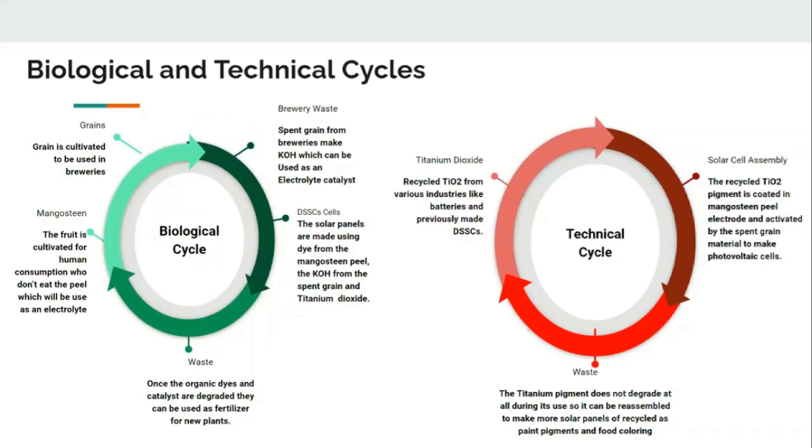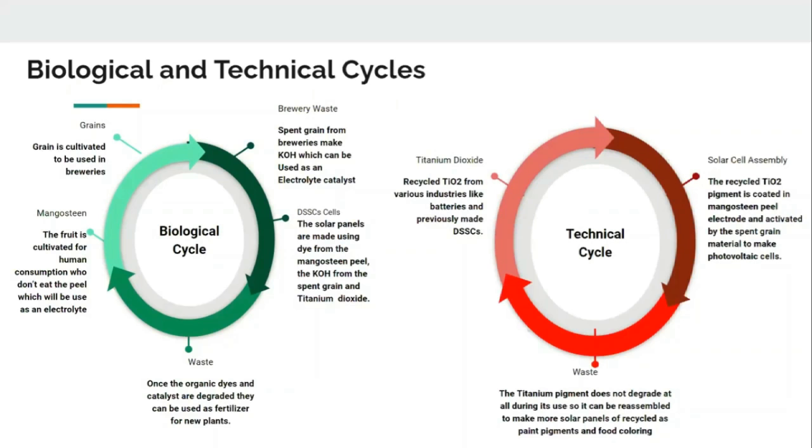And the technical cycle, titanium dioxide is actually really recyclable and doesn't lose any of its value, so we can just use titanium dioxide from other industries like paint industries, battery industries. They use a lot of this and eventually don't need it anymore because it loses those capabilities, but it's actually still usable for our project.